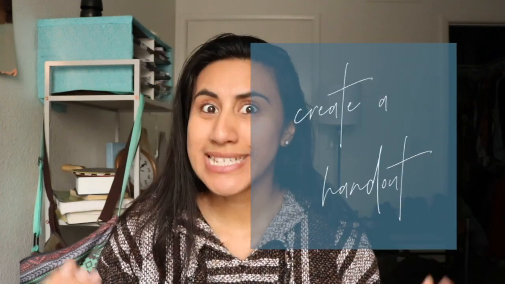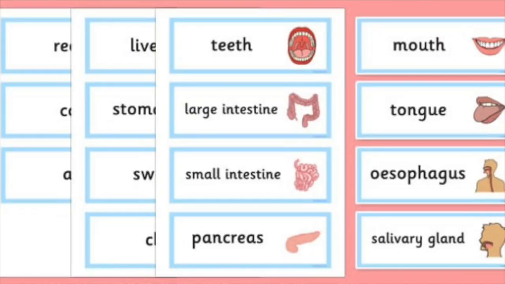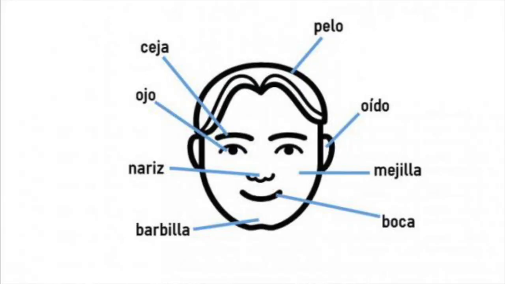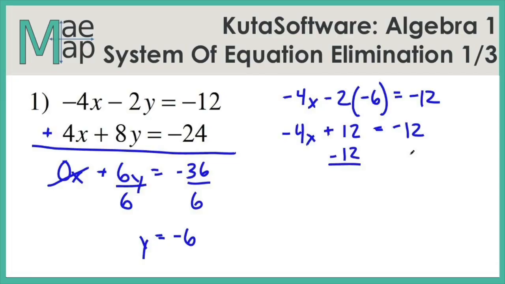Lastly, create a handout that supplements your lesson. So this isn't an activity sheet, it's something that you use so that your students are able to follow along easily. So this could look like a list of vocabulary words, it could be the different parts of the digestive system, it could be the different vowels, the conjugation rules, etc. It's just a supplement handout.